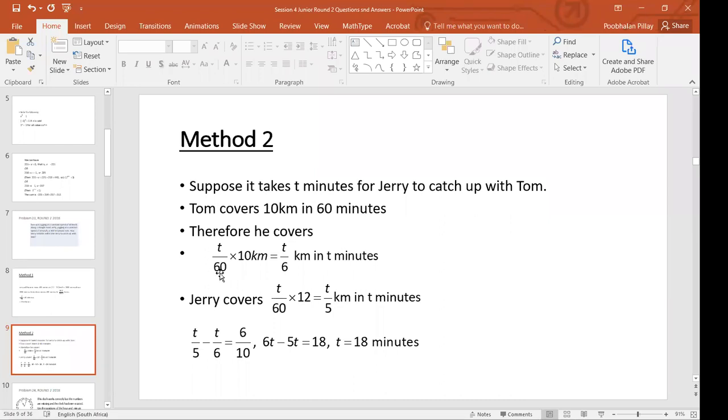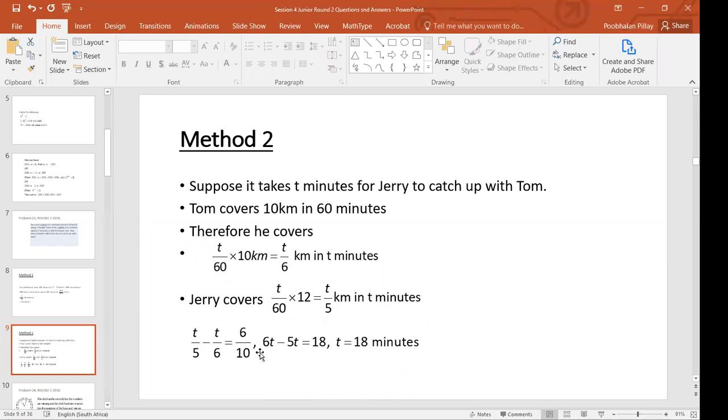But Jerry now is going to catch up with Tom. He travels T over 5 kilometers, and Tom travels T over 6 kilometers, but they were 600 meters apart. Remember, these are in kilometers. T over 6 is smaller than T over 5 because Jerry covers a longer distance. So the difference between these two is your 600 meters.